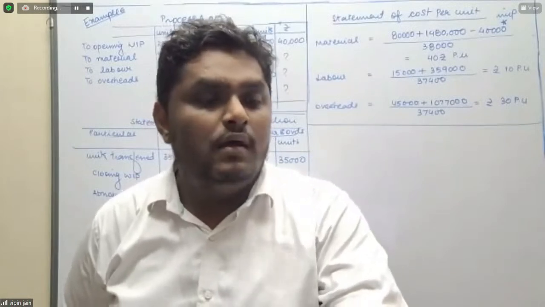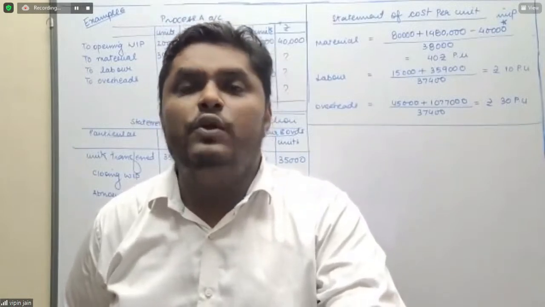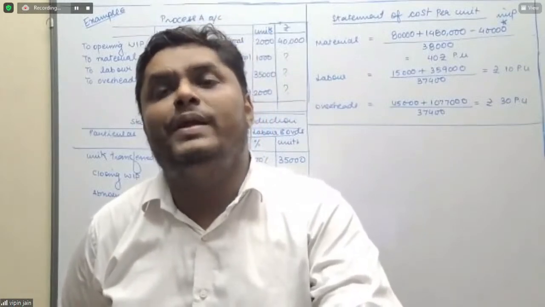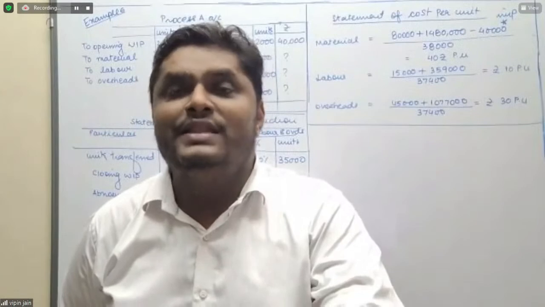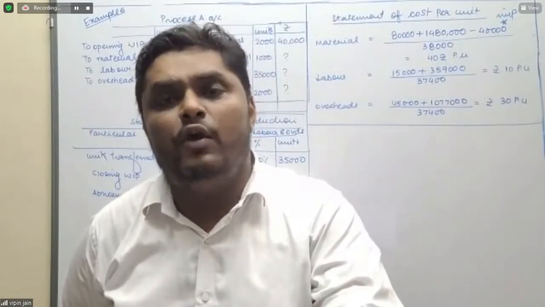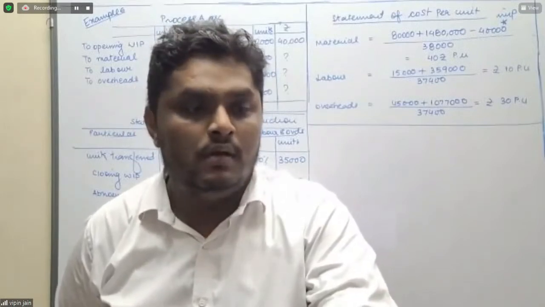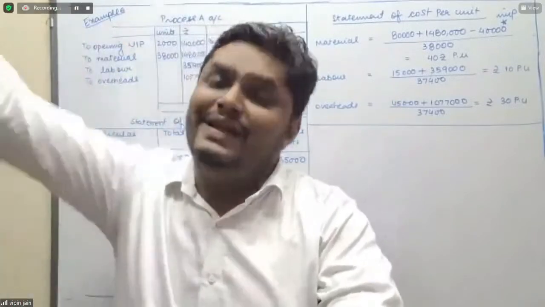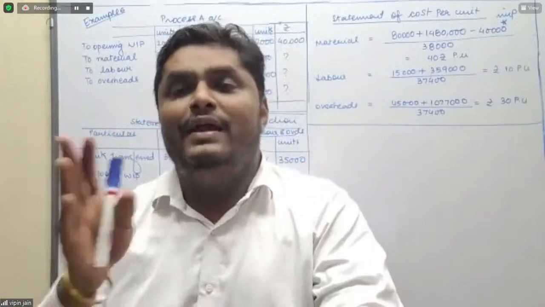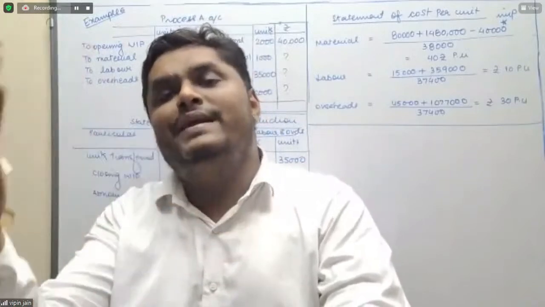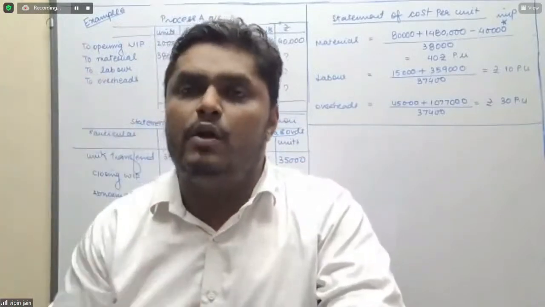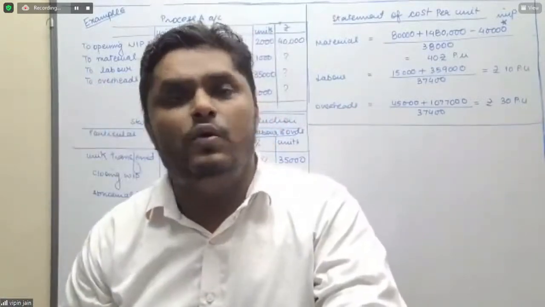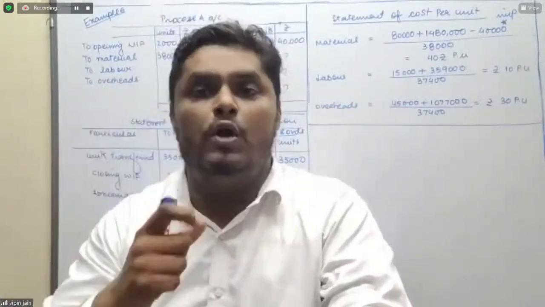Miss Pooja, whatever the value that is allocated or apportioned to abnormal loss is anyway going to be transferred to costing P&L. That's why we are ignoring the scrap value of abnormal loss. If it is abnormal loss or abnormal gain, it is to be transferred to costing P&L, and the product cost will not be increased or decreased because of abnormal loss. That's why we are ignoring the scrap value that belongs to abnormal loss.